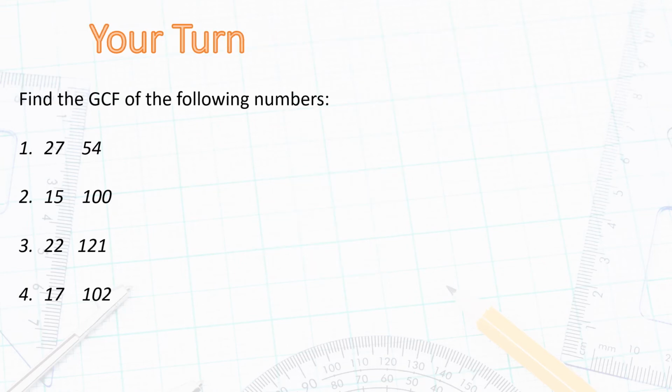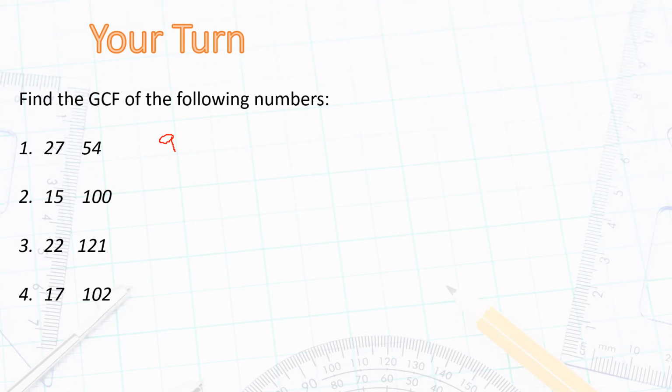Okay, so we need the greatest common factor of 27 and 54, or of all of these. So pause the video, come back when you are ready to see the answer. So 27 and 54, greatest common factor is 9. So 9 times 3 and 9 times, oops, maybe it's not, it's bigger. 3 and 6.